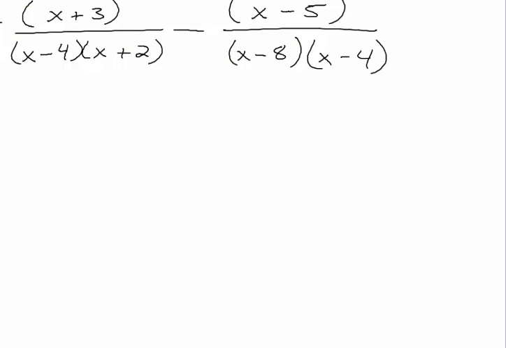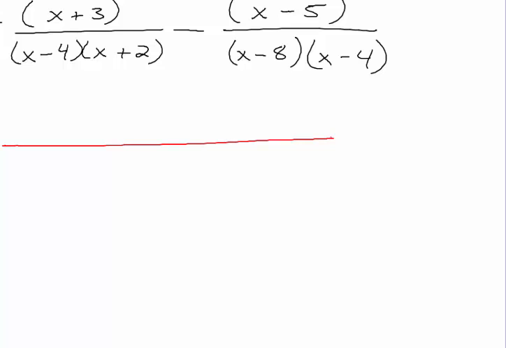So this is the problem that I'm caring about now. I don't really care about the original anymore. This is what I want to look at, okay? So can anybody tell me what's the common denominator between x minus 4, x plus 2, x minus 8, and x minus 4? Okay, so x minus 4 is in both, right?